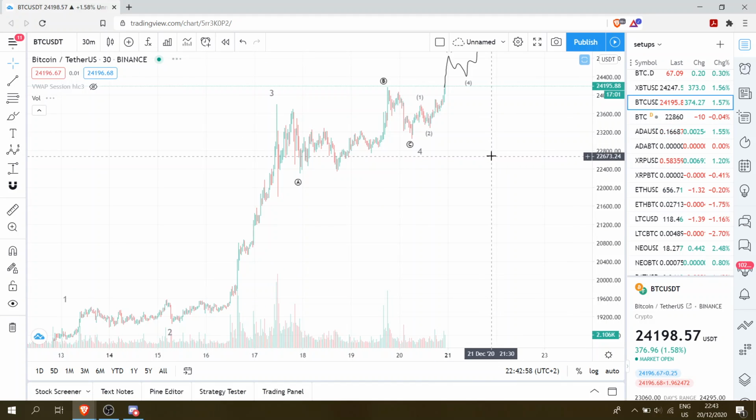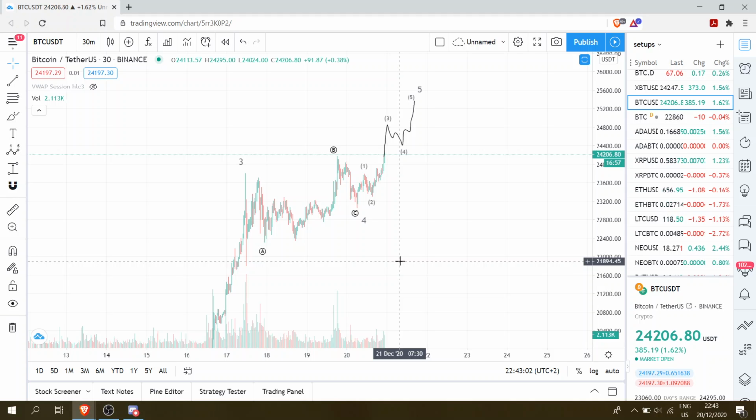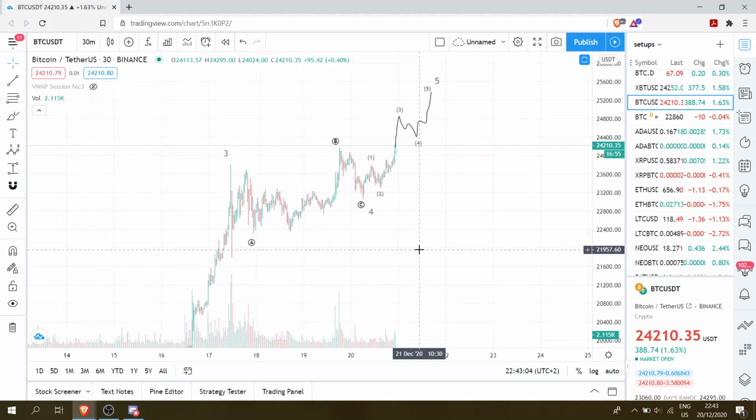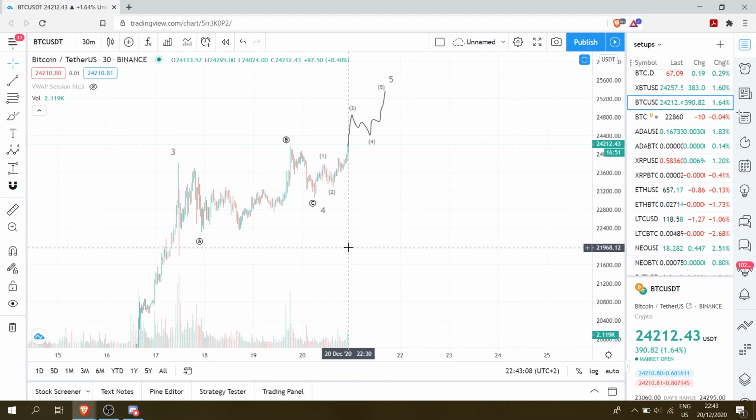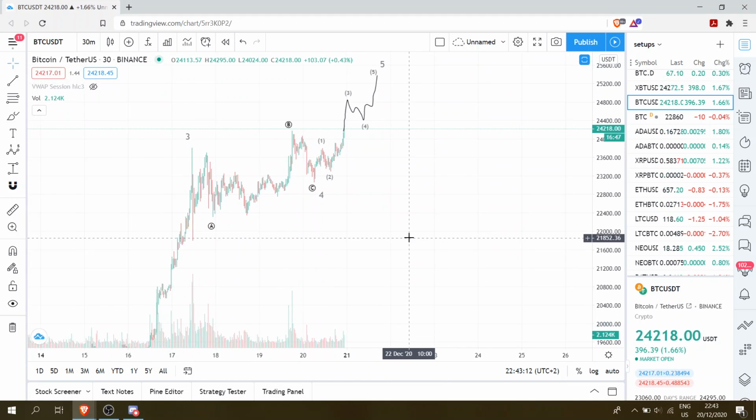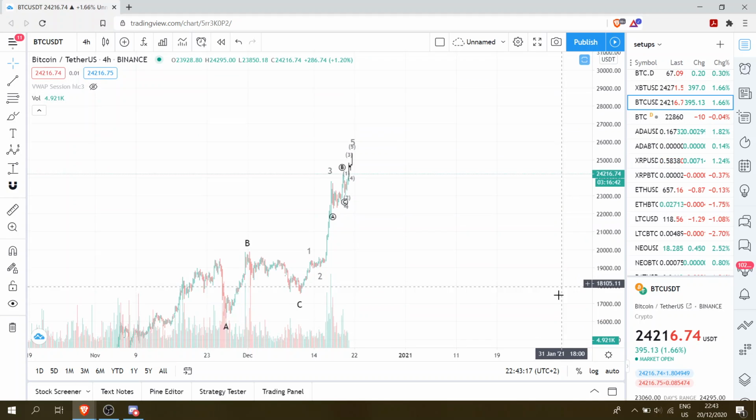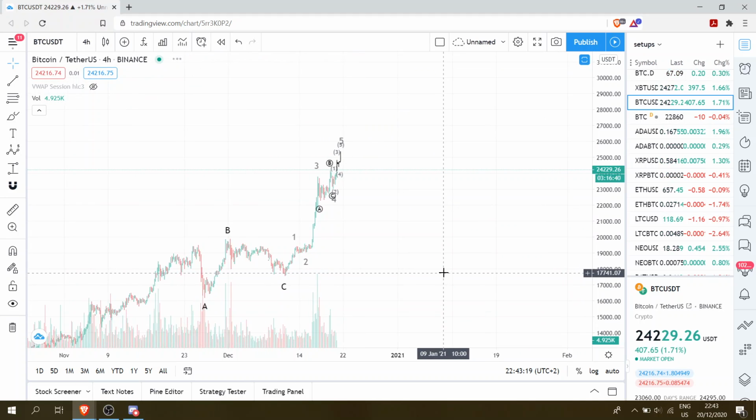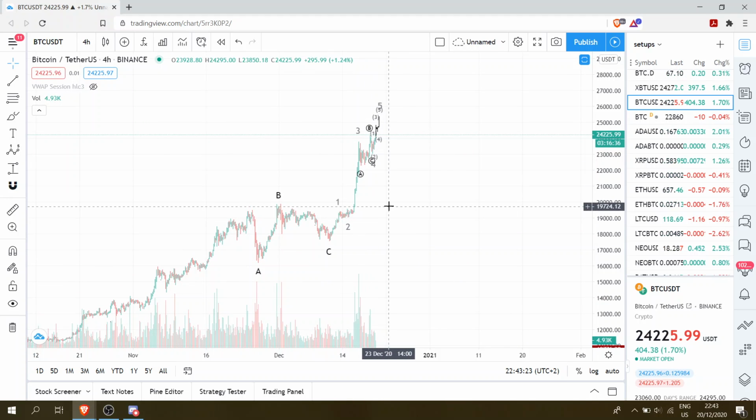But this is my analysis on BTC. I have nothing else to add other than after this push higher, I'm really looking for a pullback, and that pullback we could see a retest of this region right here.